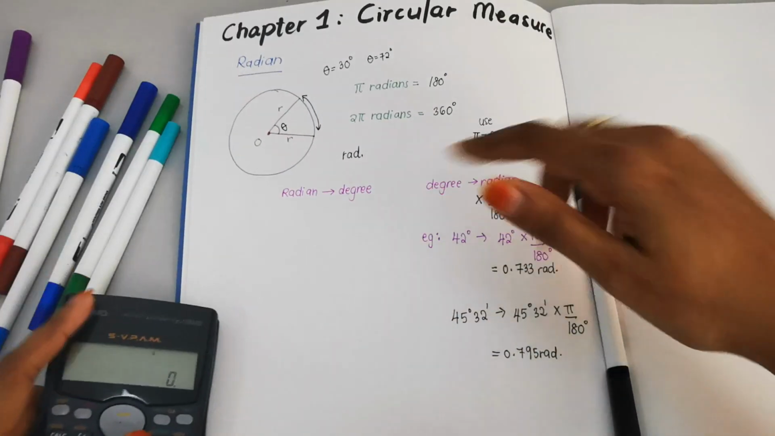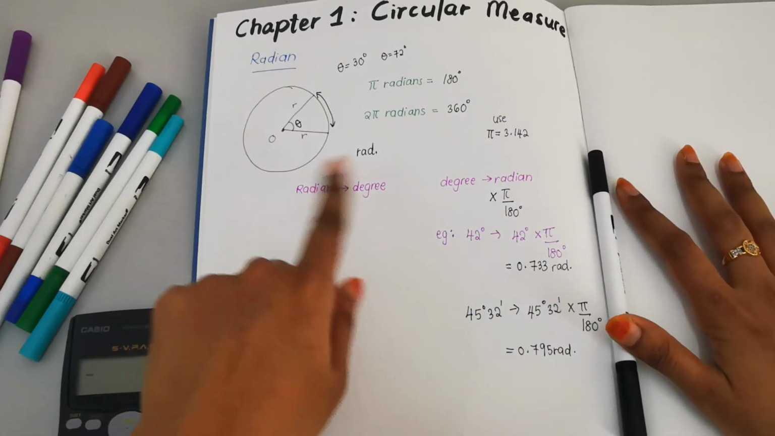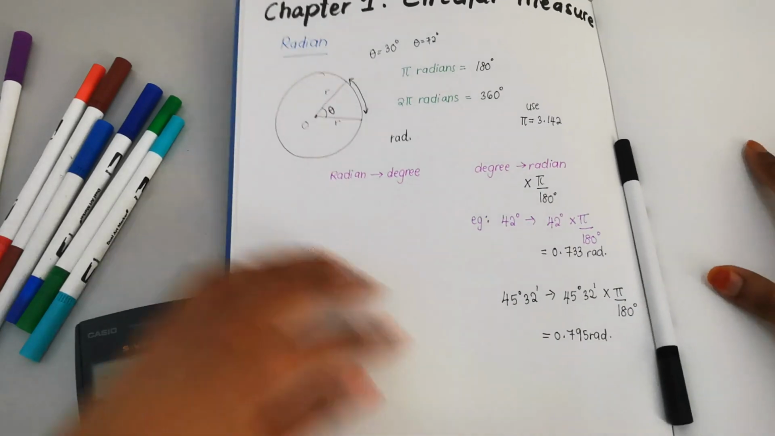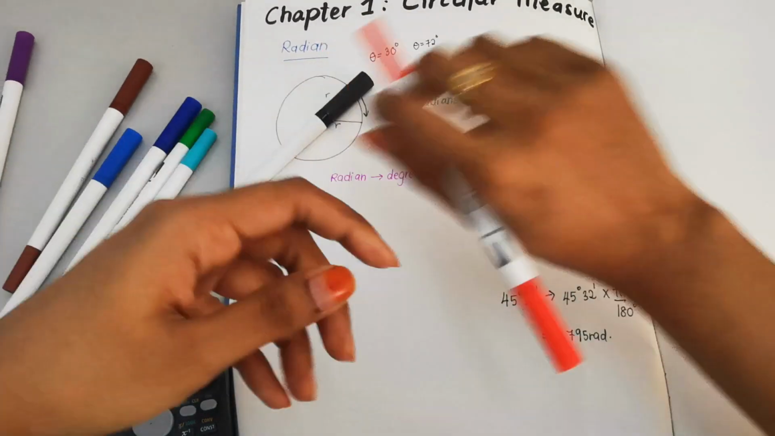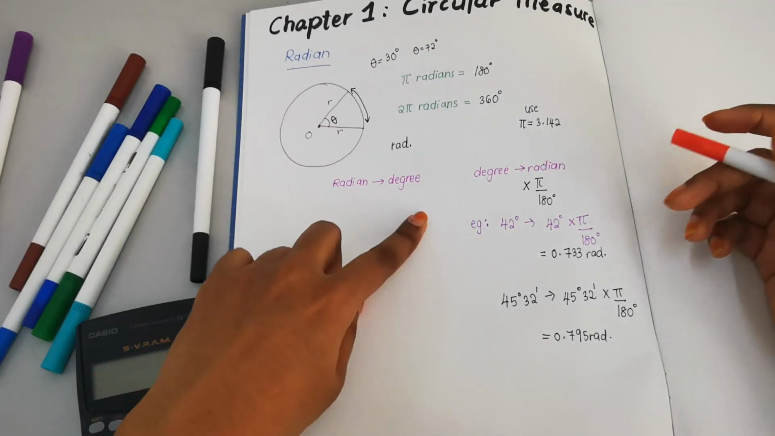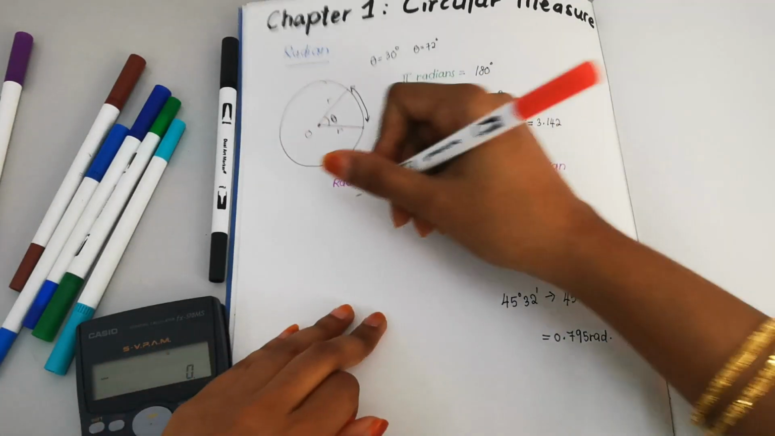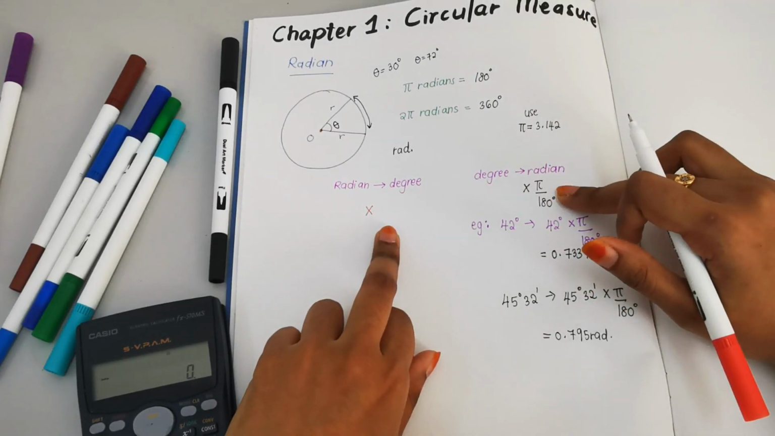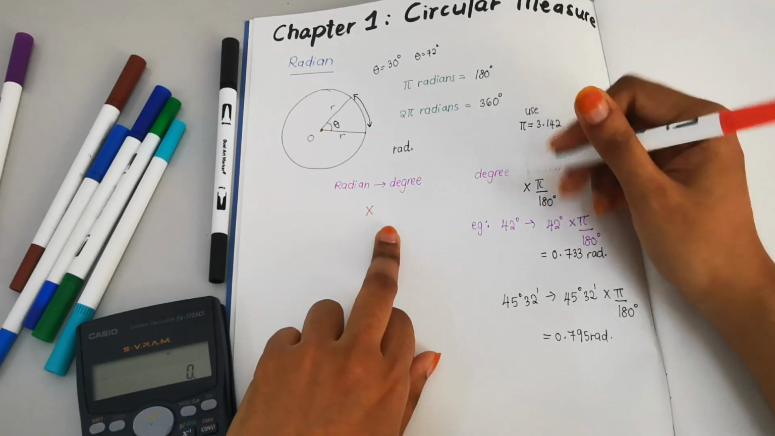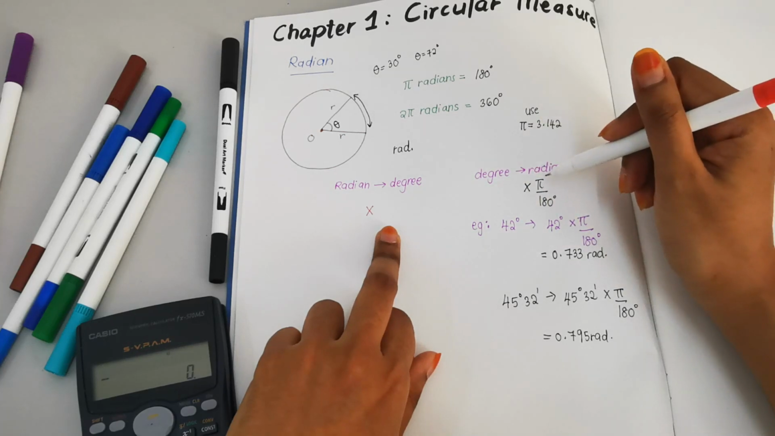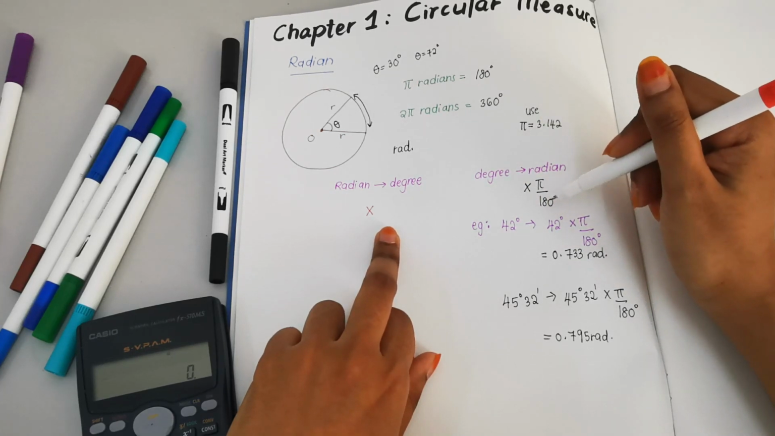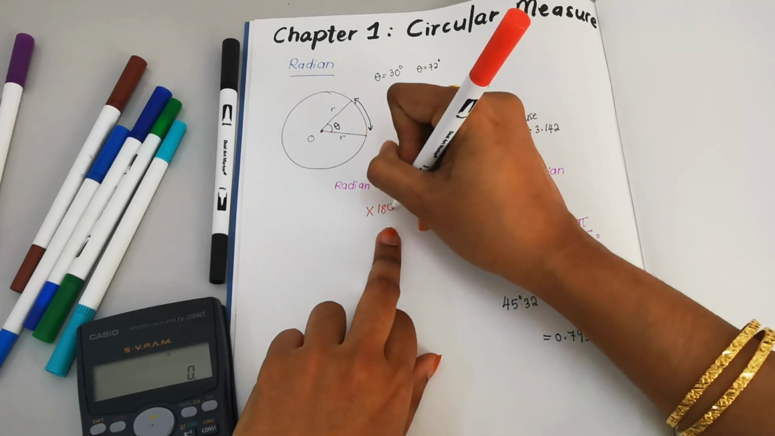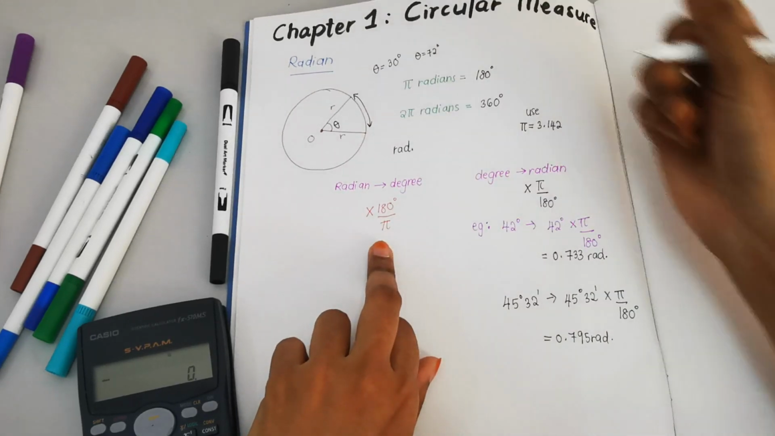Now let me show how to change radian to degree. Before this, we learned how to change degree to radian. Now let's do the opposite. If you are going to change radian to degree, you need to multiply by the inverse. Just memorize degree to radian, which is times pi over 180. When they ask for radian to degree, the opposite, you just times by 180 over pi.